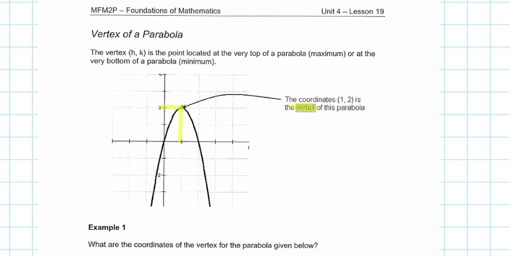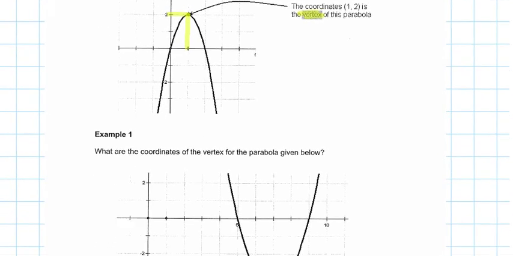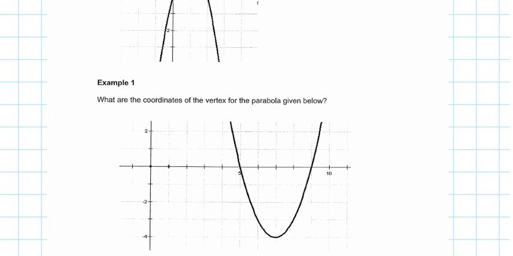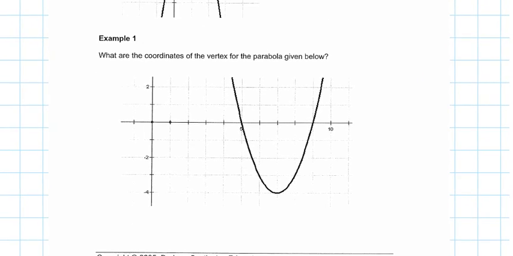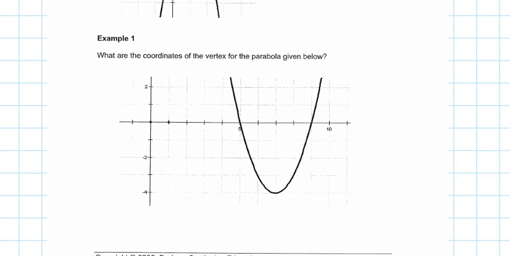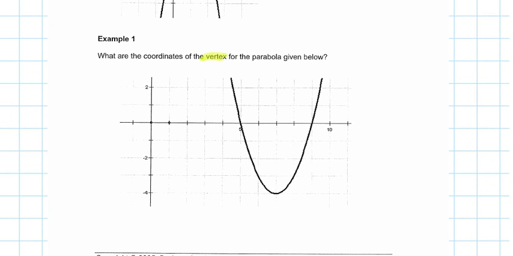So, what are the coordinates of the vertex for the parabola given below? So the question is very clear. It wants the vertex point. So what do you say the coordinates are? It will be 7. Yep. And you said -4. So the vertex is 7, -4.